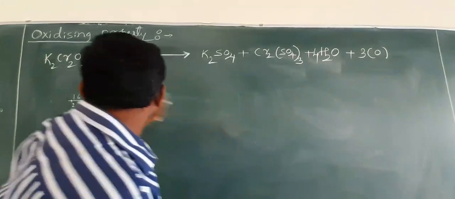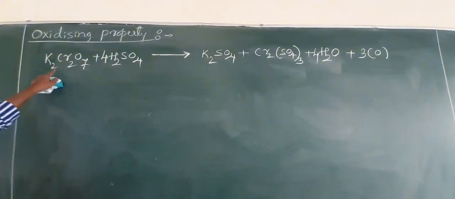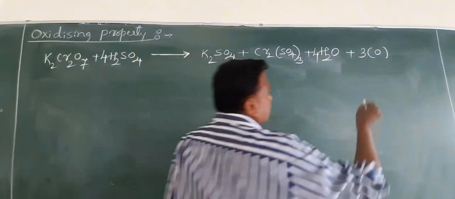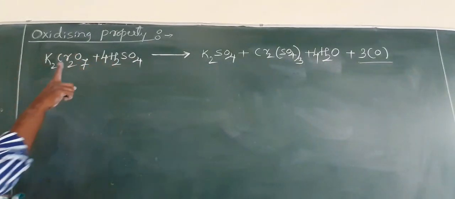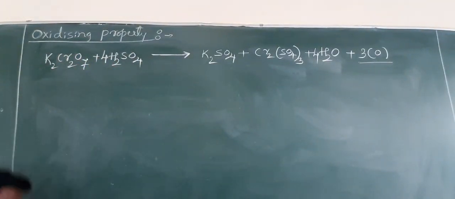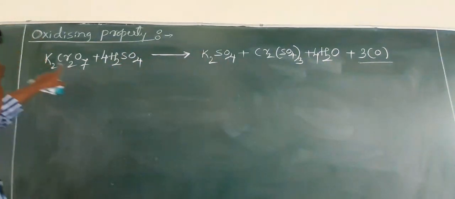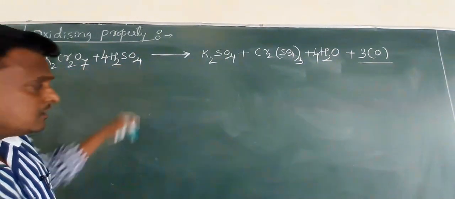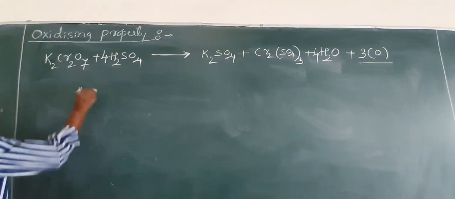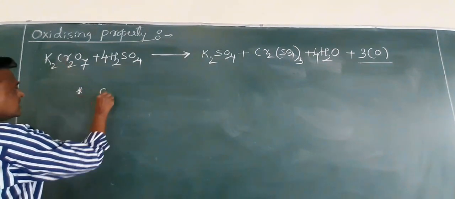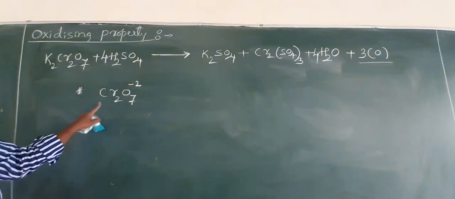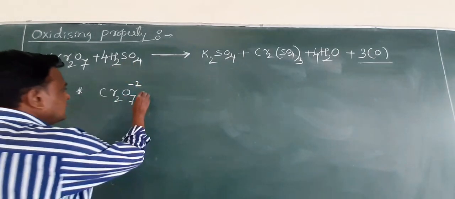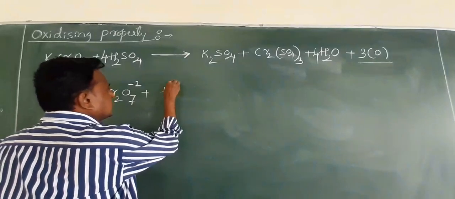It shows that potassium dichromate is a powerful oxidizing agent because it generates nascent oxygen. This is the molecular reaction which forms nascent oxygen when potassium dichromate reacts. Dear friends, in the ionic reaction, you consider Cr2O7 2-, the dichromate ion, reacting with acidic medium.